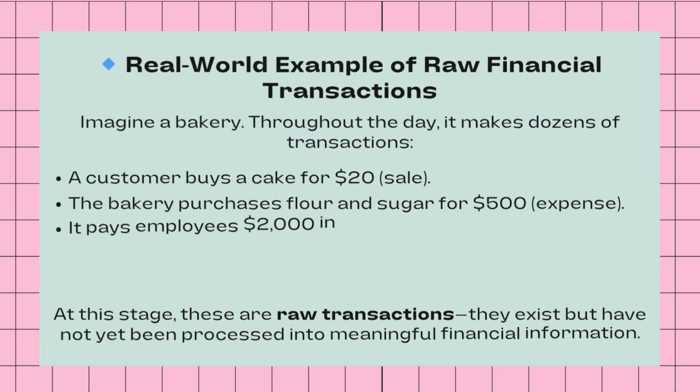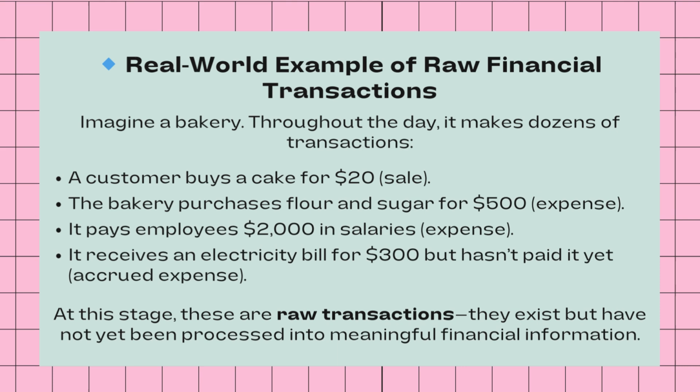Real-world example of raw financial transactions. Imagine a bakery. Throughout the day, it makes dozens of transactions. A customer buys a cake for $20, sale. The bakery purchases flour and sugar for $500, expense. It pays employees $2,000 in salaries, expense. It receives an electricity bill for $300 but hasn't paid it yet, accrued expense.